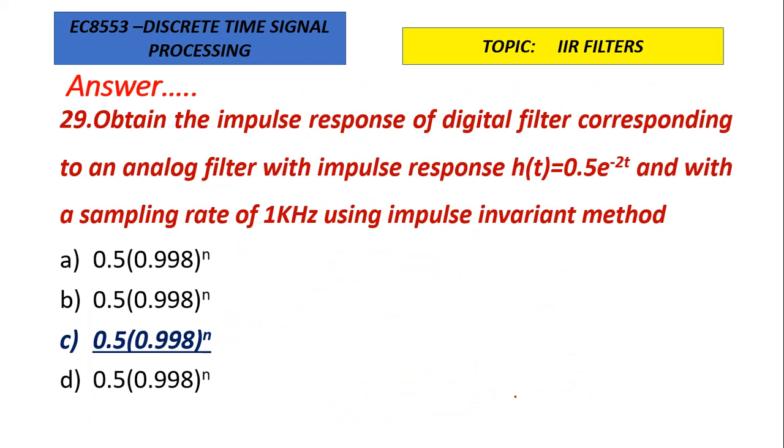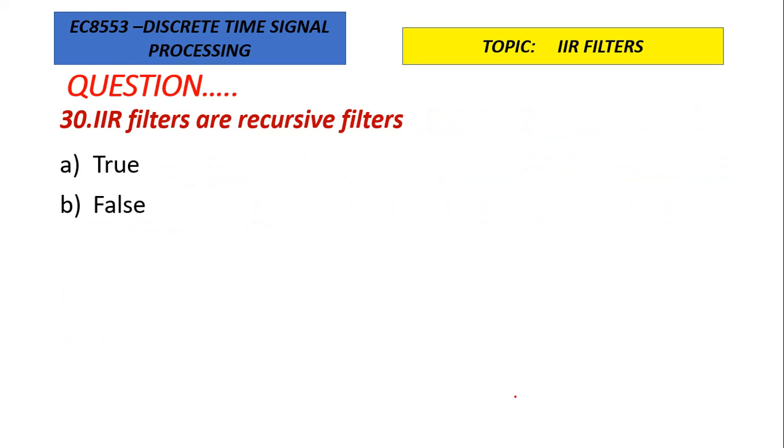Option C is the correct answer. I forgot to change that earlier, so C is the correct answer. I have pasted all those things. So the answer is 0.5, 0.99 whole power n.